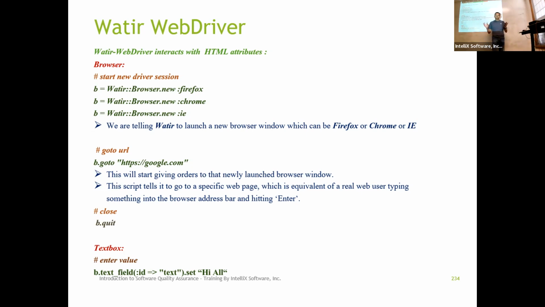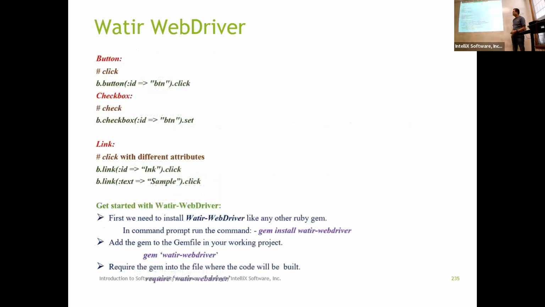Remember, ID is unique. You have certain HTML properties. Typically you will use ID, but you can use CSS or other selectors to find the control and perform some action on it. Here, set or click, right? Those are the two things you can do. Here I'm setting the text "hi all" into this field, some ID, a field called text. That's how it works. Again, there are various controls, so every control has its own way of getting a handle on it and working through it.